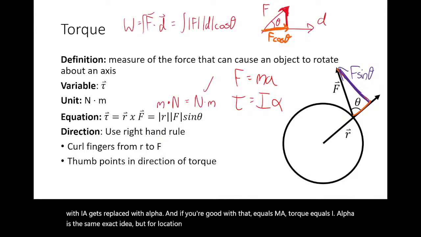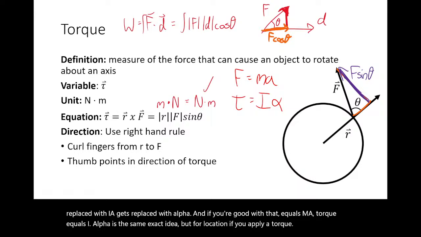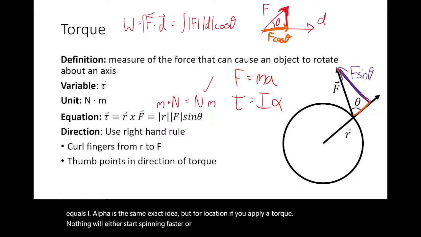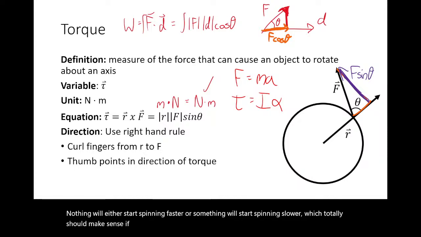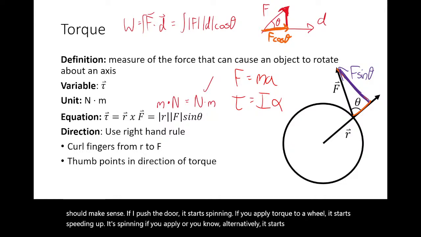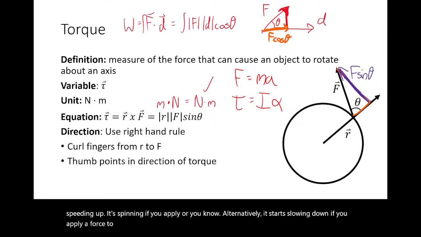If you apply a torque, something will either start spinning faster or start spinning slower, which totally should make sense. If I push the door, it starts spinning. If you apply torque to a wheel, it starts speeding up its spinning. Alternatively, it starts slowing down. If you apply a force to something, it speeds up or slows down. If you apply a torque to something, it speeds up or slows down rotationally.